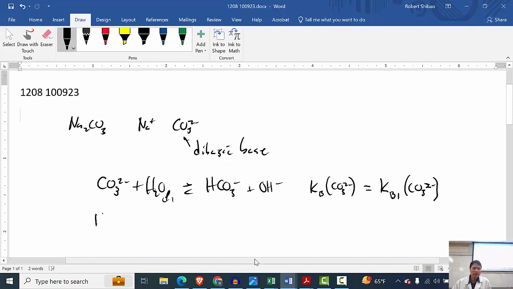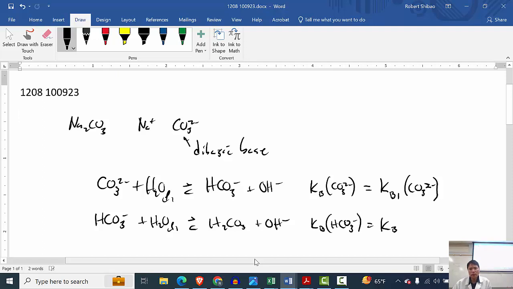Okay, but bicarbonate itself is also a base. So bicarbonate can in turn accept another proton to form carbonic acid and hydroxide here. And so this is what we call Kb for bicarbonate, which is equal to Kb2 for carbonate. And so carbonate is capable of accepting two hydrogens, Kb1 and Kb2.